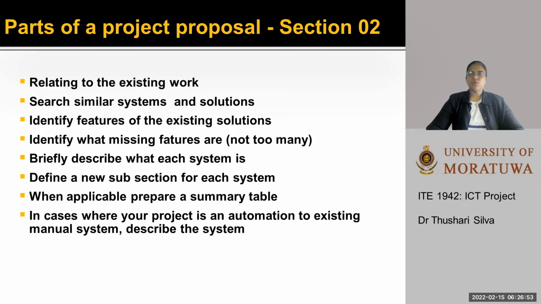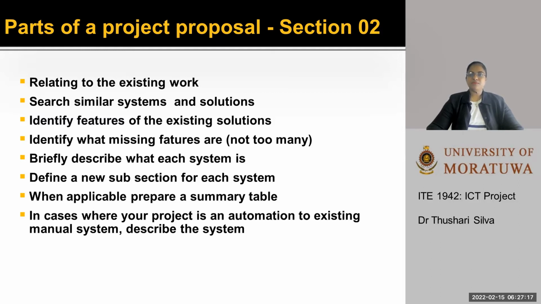Briefly describe what each and every system is. That is also expected in Section 2: to identify several systems and describe what they are. If possible, give some screenshots if you find them on the internet. Okay, see, this is the system. It does not have this set of features. It has these set of features. These are pros and cons.